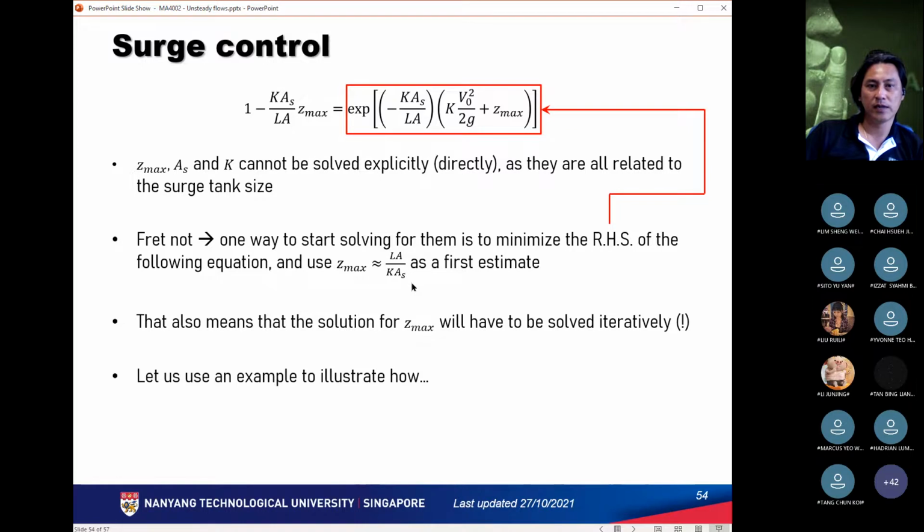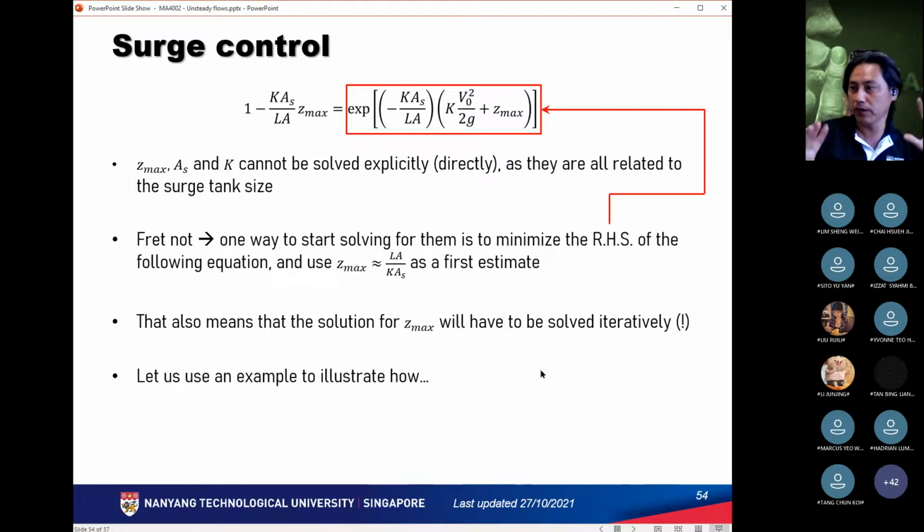Why do we do that? Think about it. What's the minimum value that I can have, to balance both sides? It's going to be 0. Things will be minimum. Let's say we can set the left-hand side to a net 0 value. And how do we get 0? It's going to be 1 minus 1. How to get 1 minus 1? That means I have to set Z max as the reciprocal of KAS divided by LA, which means that Z max, you can take the first approximation as LA divided by KAS.